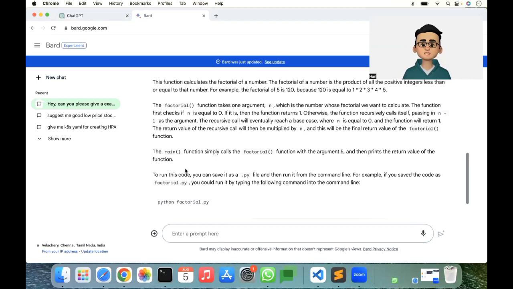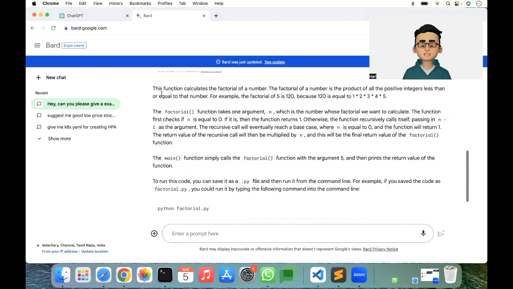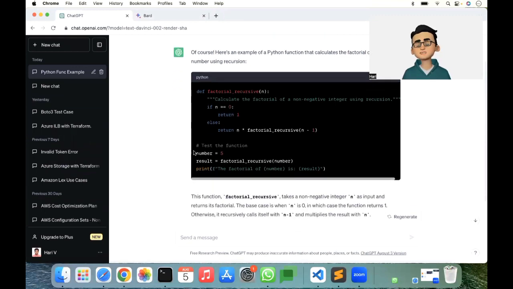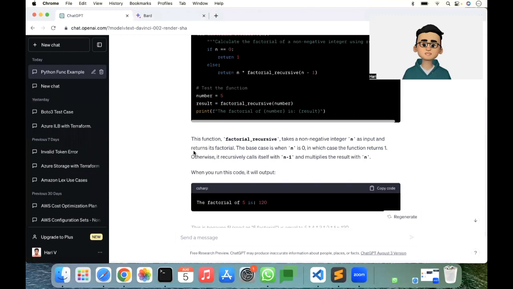But what I personally feel, by exploring both, because before making content I need to do some research, is that the explanation given by Google Bard AI is much better than what ChatGPT gives us. Of course, the response time, with ChatGPT it's immediately providing you the response.